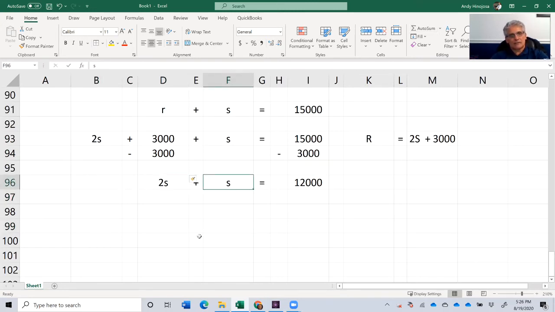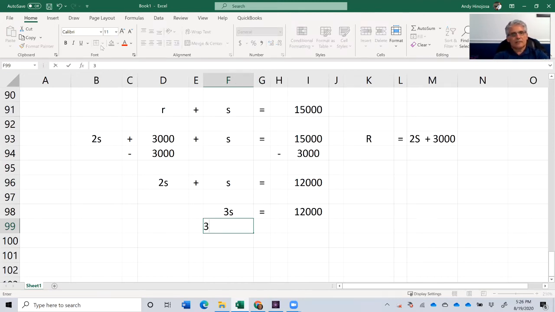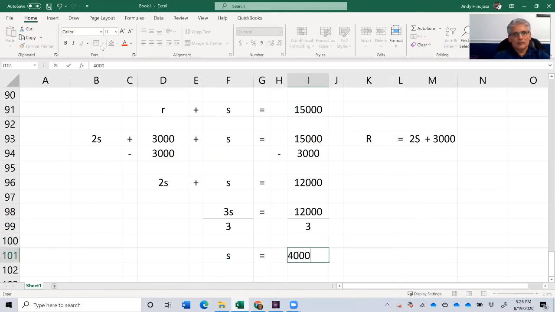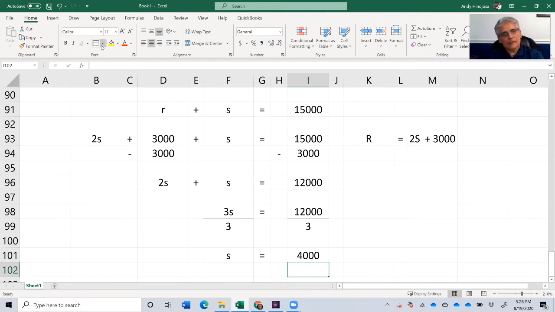2S plus S will give us 3S. So 3S is equal to 12,000. To isolate the S, we've got to divide it by 3. What does that mean? S equals 4,000. So what was going to be put into the savings account is 4,000.